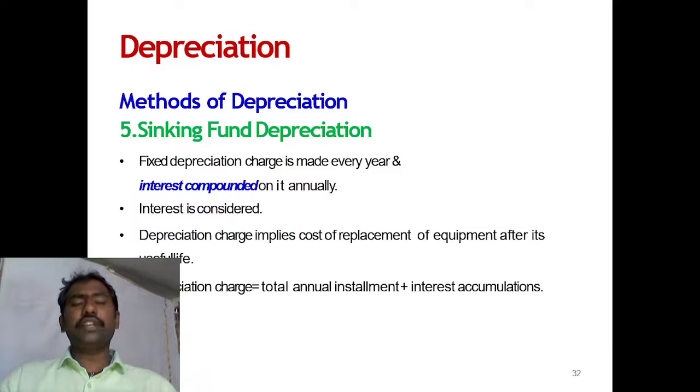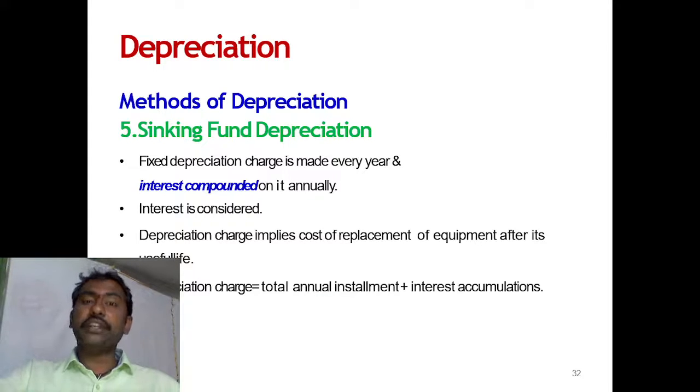And the last one, a very wonderful method, is sinking fund depreciation. Here, a fixed depreciation charge is made every year and interest is compounded on it annually. In addition to the depreciation, we consider an extra amount, which will be credited in the depreciation account. That is not a depreciation as such, but we consider it as depreciation, and that fund will be credited in the depreciation account. For that amount, interest is also considered.